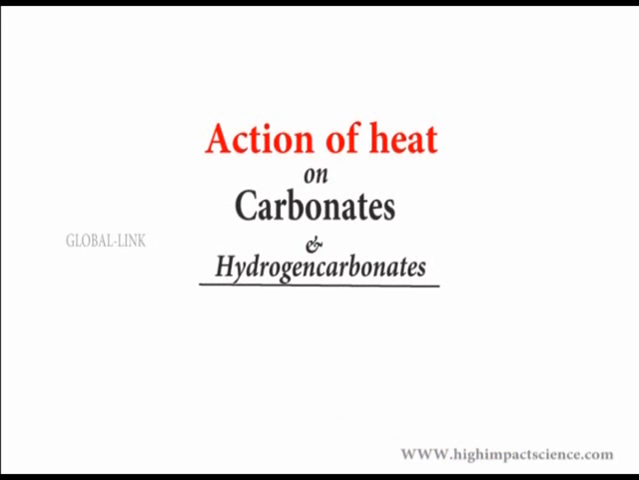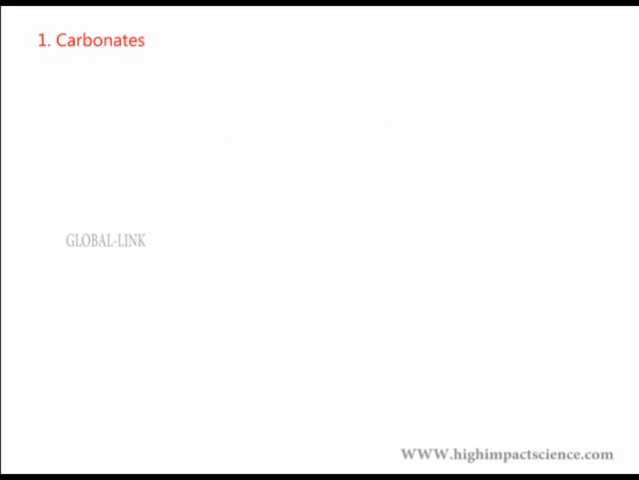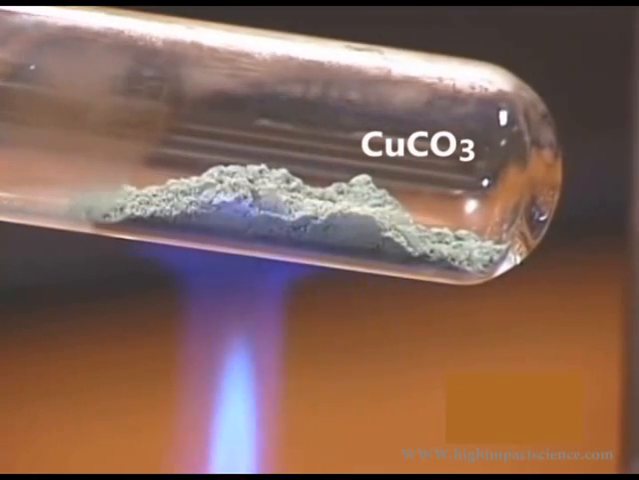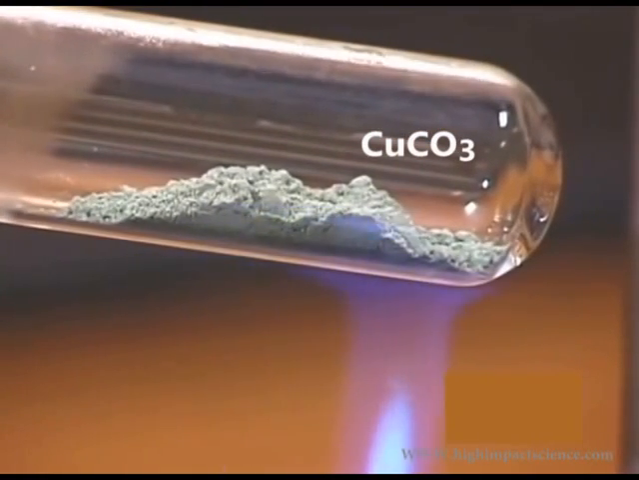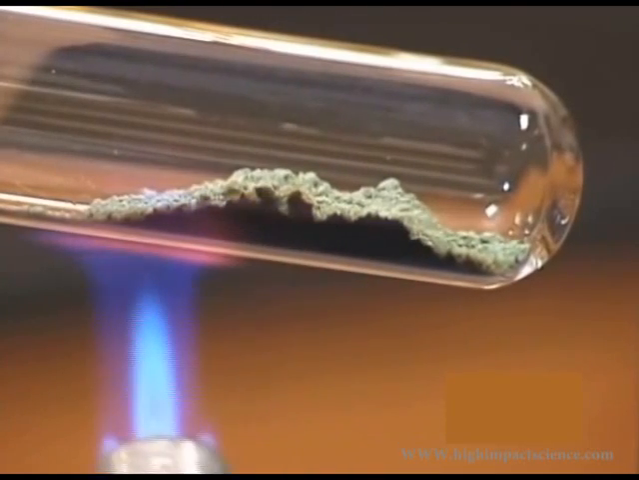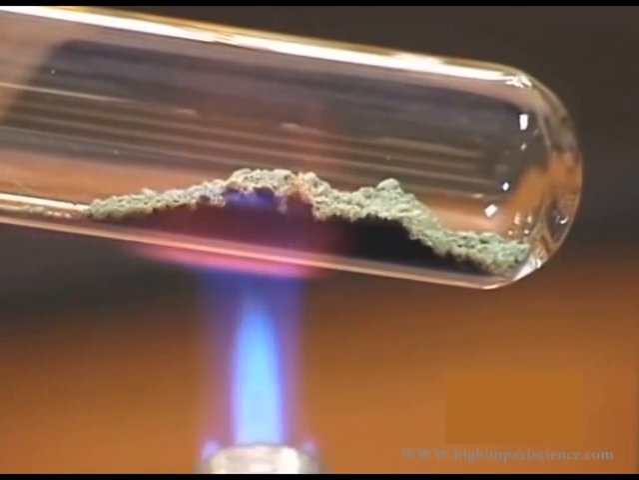Action of heat on carbonates and hydrogen carbonates. Carbonates. Some metal carbonates decompose when heated. We will heat a sample of copper(II) carbonate. As we heat the copper(II) carbonate, it decomposes to give a characteristic black solid and a gas is evolved.